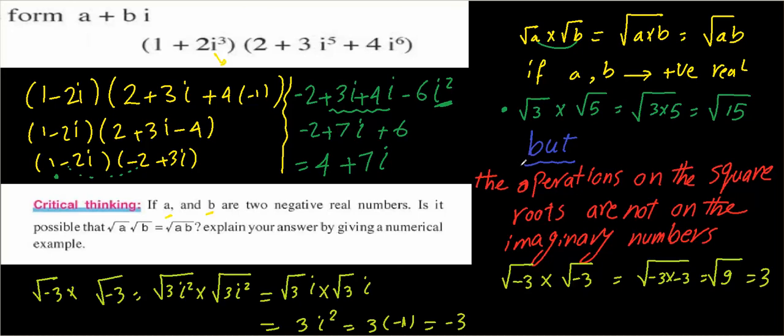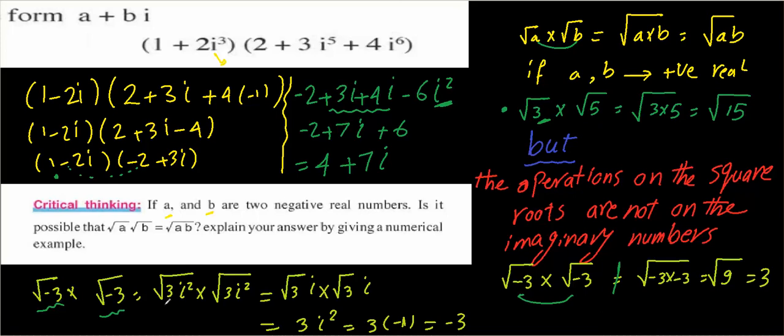But these operations on square roots do not hold for imaginary numbers. The rule of multiplying square roots works only if the numbers under the square root are positive real. That means that if you have root negative 3 times root negative 3, and you say root of negative 3 times negative 3 equals root 9, and root 9 equals 3, that's wrong. It is not equal. If you want to multiply root negative 3 times root negative 3, you calculate the first root and the second root as a special case.